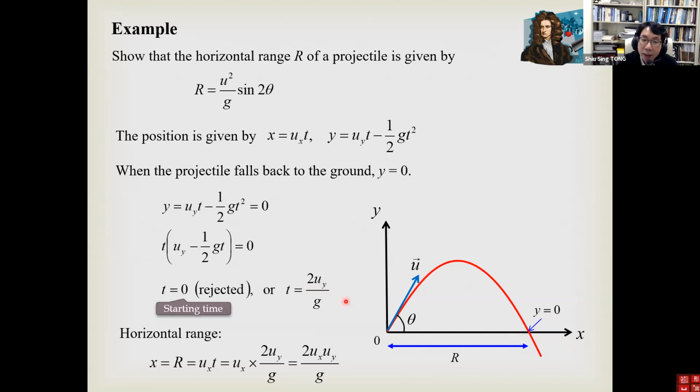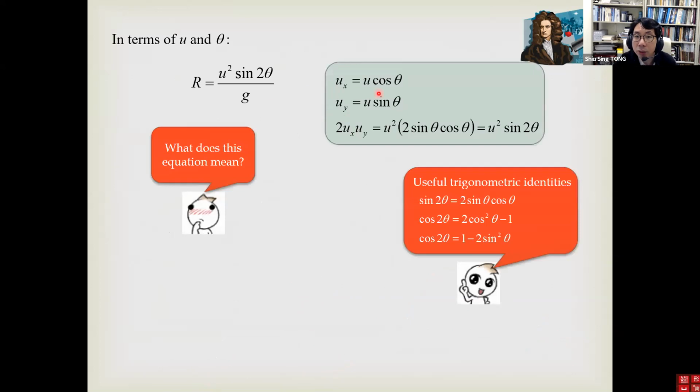Okay? And so I can use this time and multiply by the horizontal velocity ux to get the range of the projectile. And ux multiplied by this time will give you 2uxuy over g. And I can also write ux and uy in terms of u and sine theta and cosine theta. ux is u cosine theta, uy is u sine theta.